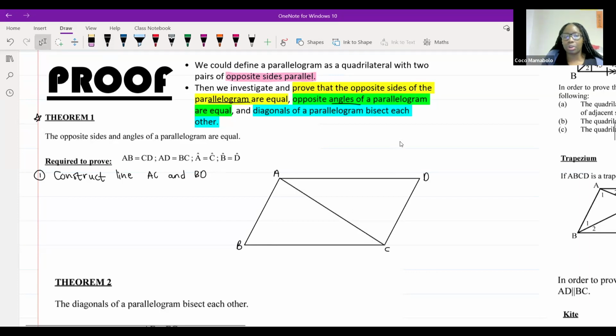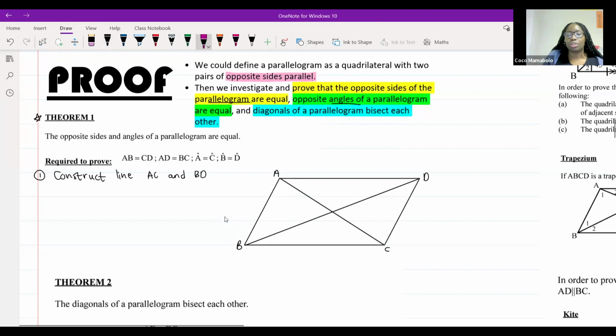All right, and then we're going to construct a line from B to D. BD. All right. Okay, lovely. That's the first step. Then we're going to pick two triangles, and we're going to have to use these two triangles to prove congruence.